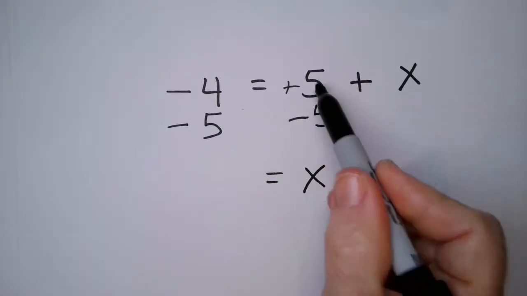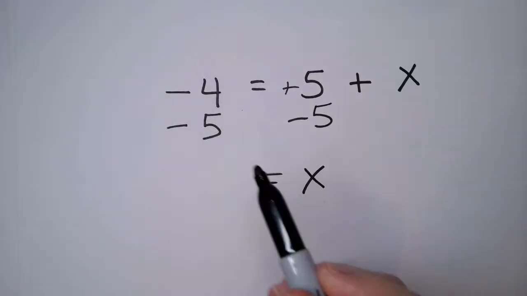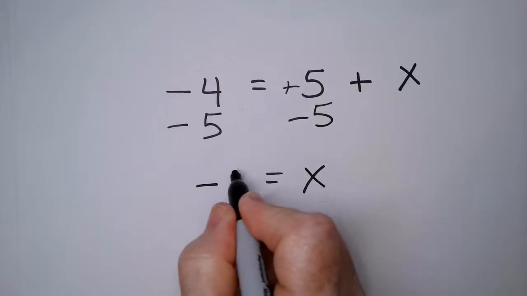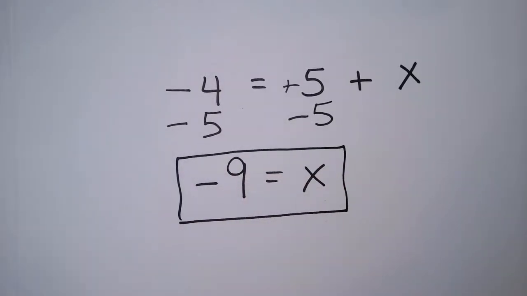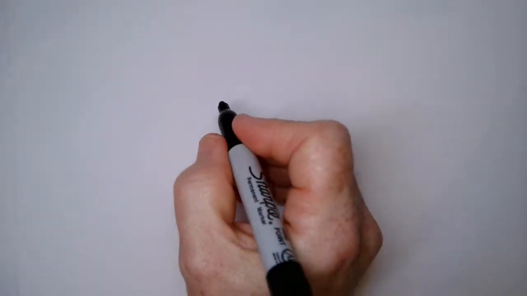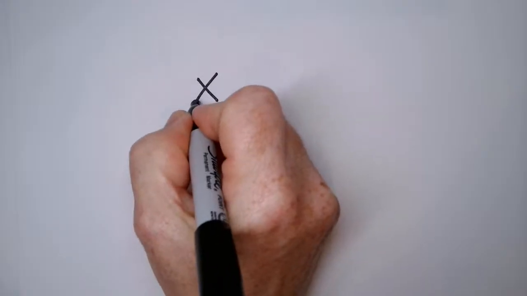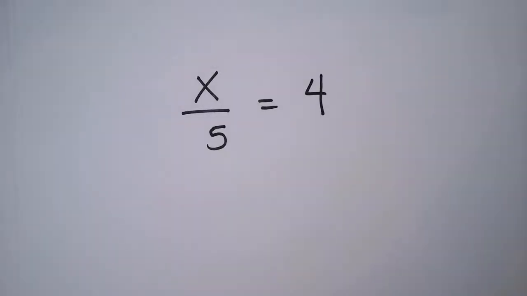So this is plus 5 minus 5, that's 0. So we just have an x. -4 and -5, these are both the same signs, we combine them. x is equal to -9. Good. All right, how about one more review? I have x over 5 equals 4. What do you do now?